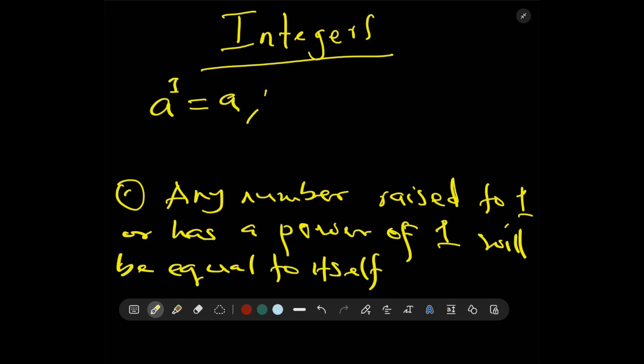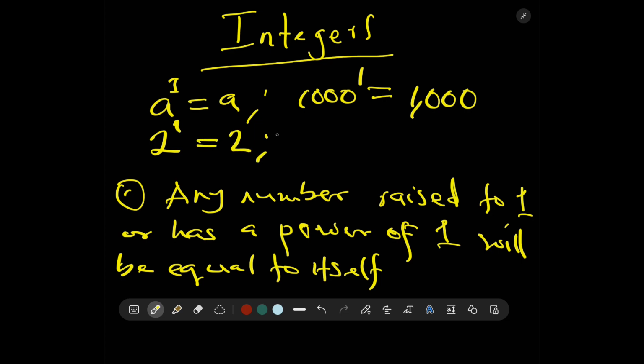Another example is 1,000 raised to the power 1 is equal to 1,000. 2 raised to the power 1 is equal to 2. 5 raised to the power 1 is equal to 5. And lastly, 10 raised to the power 1 is equal to 10. So you see that a number raised to the power 1 is equal to itself, equal to the base.